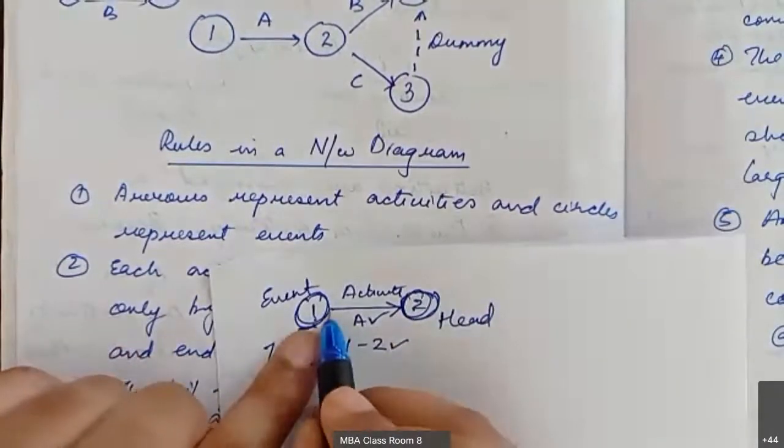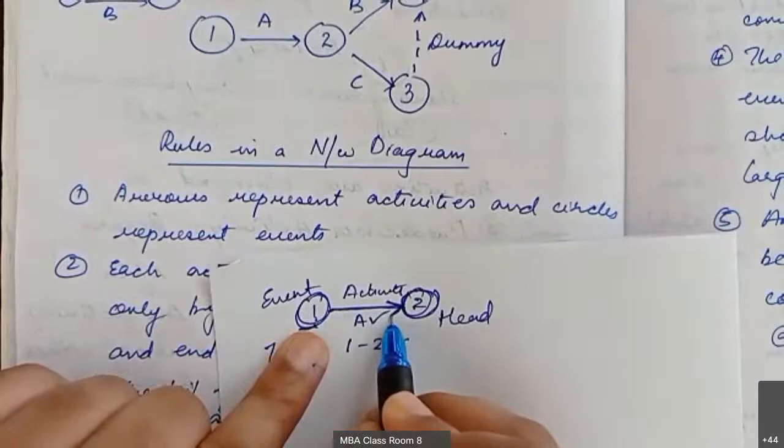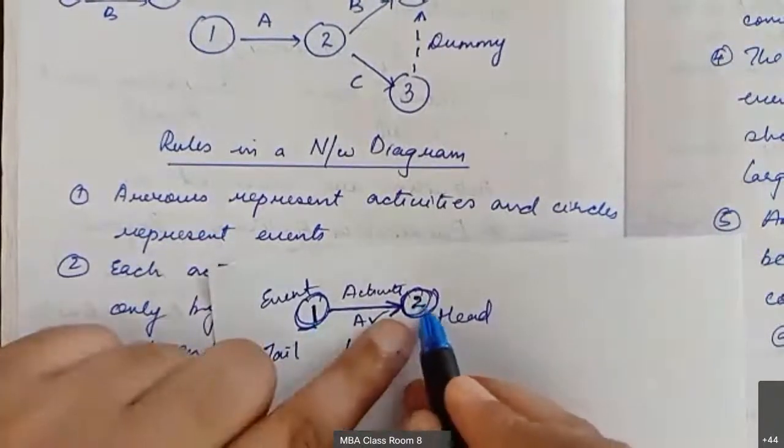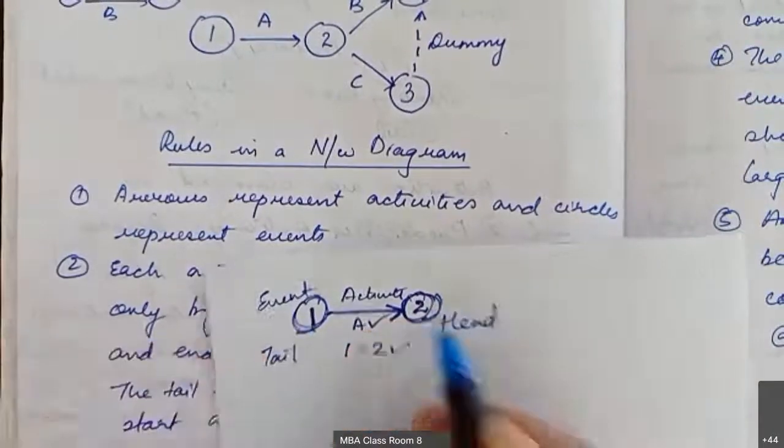Okay, the arrow should go from the tail to the head. Okay, numbering, how will you do? The tail should have a lesser number than the head. Okay, the head should always have a higher number, that is 2.